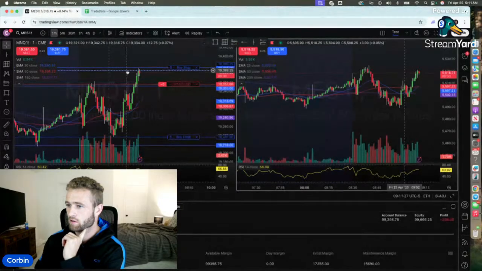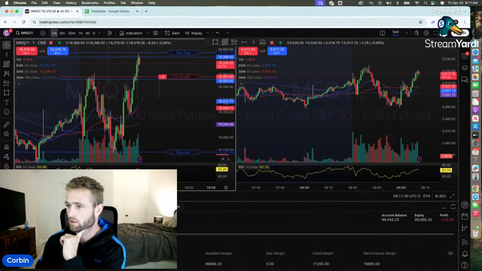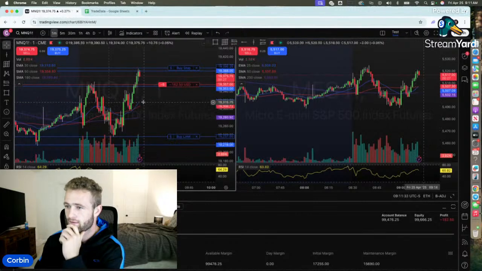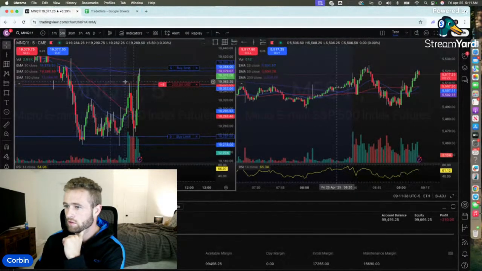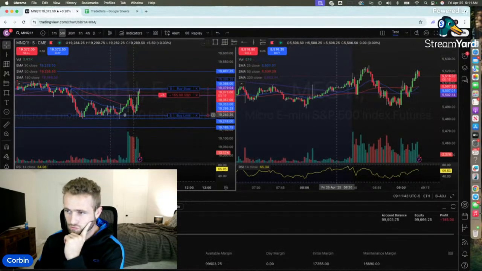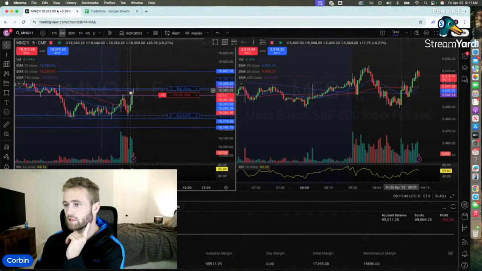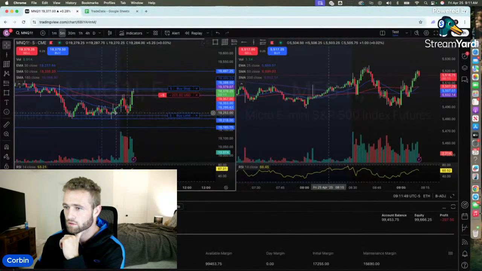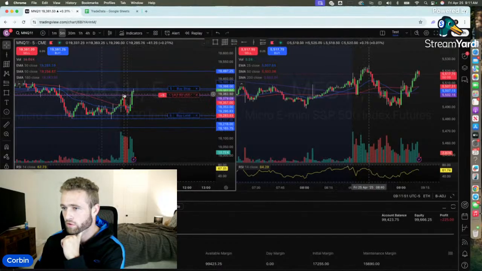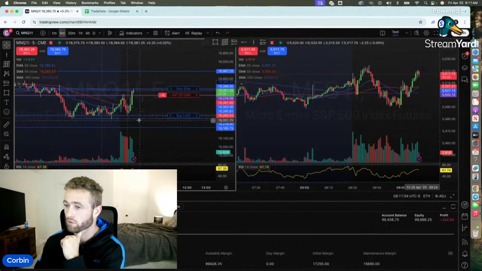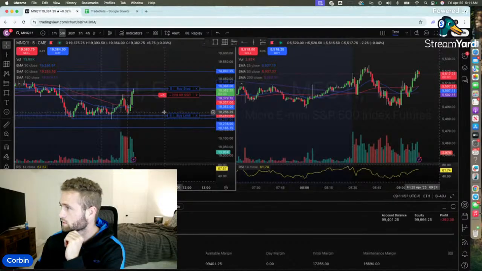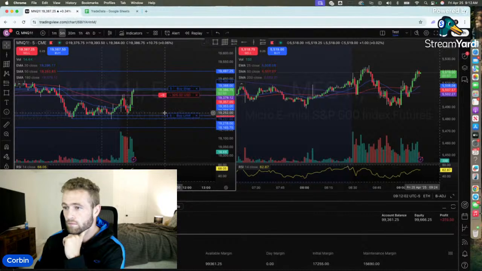See, it's testing that level right there. See what the 5-day 5-minute chart looks like. We're testing that level right there, of course. And we created a fair value gap, or we're creating. There's still 4 minutes before that candle closure. Let's go back to the 1 day.